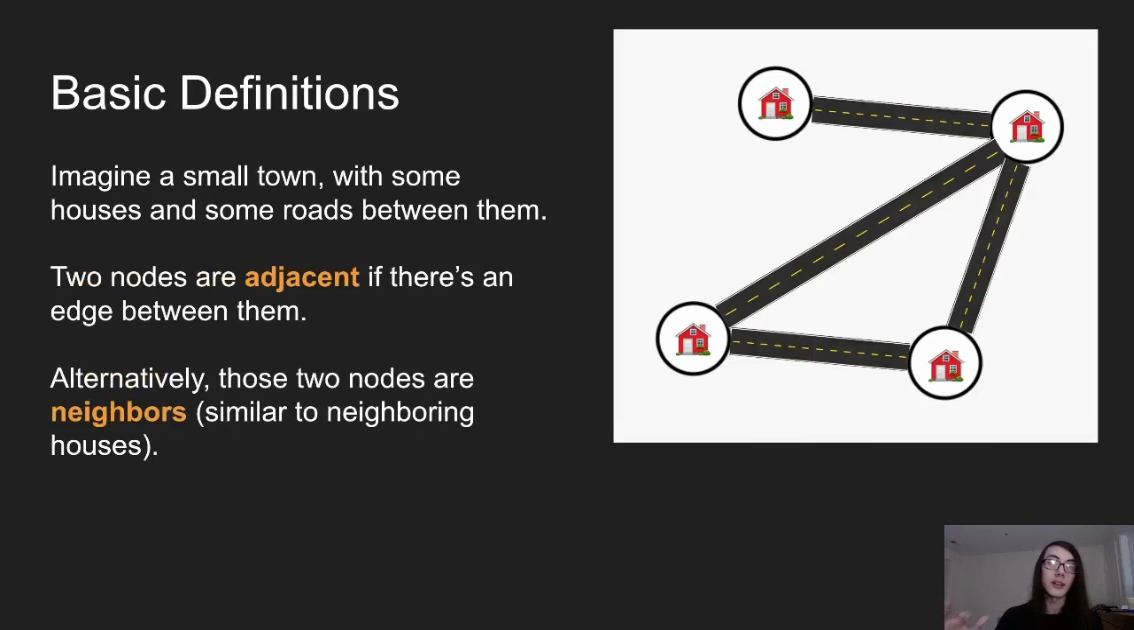So 2 nodes are adjacent if there's an edge between them. So it's pretty similar to what adjacent means normally, like 2 adjacent houses, stuff like that. And 2 nodes are neighbors, which makes more sense in the town example, if they're adjacent to each other. This word is equivalent to being adjacent, but it's used in different contexts, like iterating over all the neighbors of a vertex.